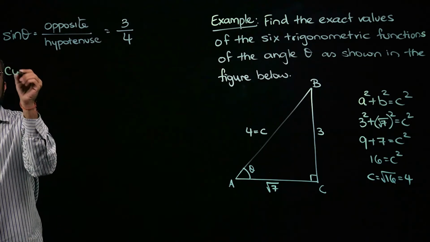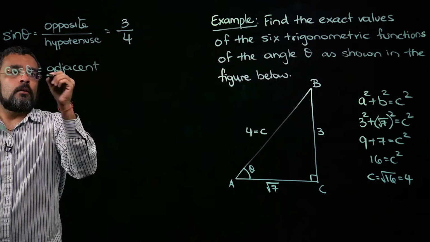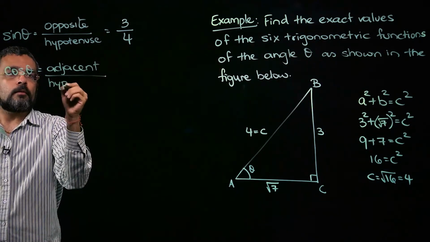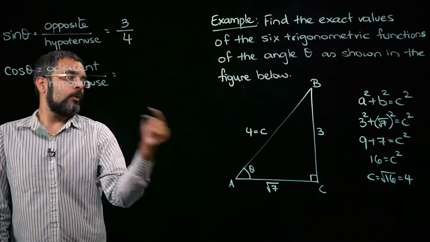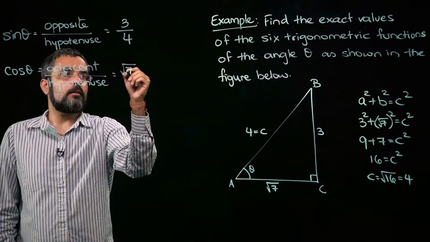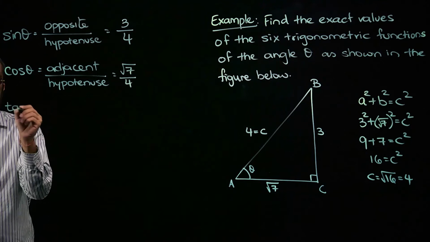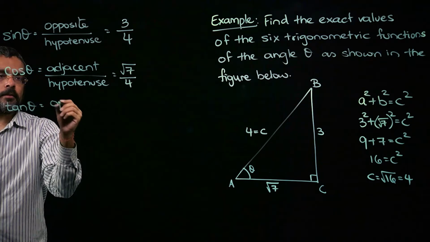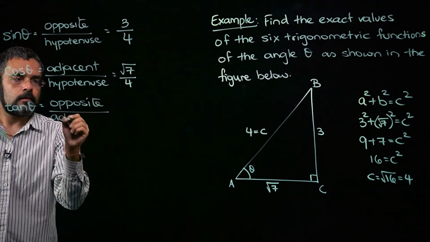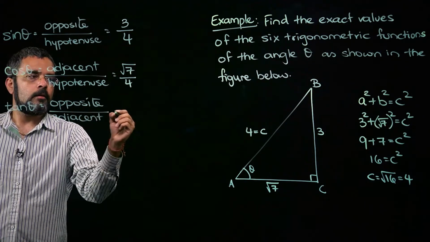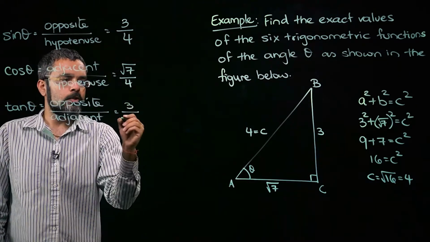Okay, then cosine theta is adjacent over hypotenuse. And this is going to be equal to adjacent, which is root 7, over 4. Okay, tan theta is going to be opposite over adjacent, which is 3 over square root 7.